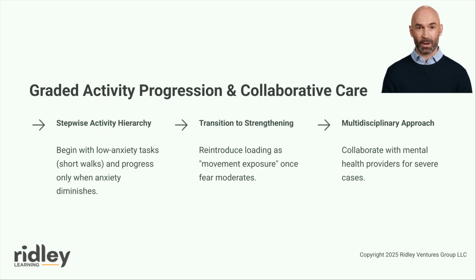Consideration of referral to psychology or psychiatry is warranted for patients with severe psychological involvement. While rehabilitation professionals can effectively deliver pain neuroscience education and graded exposure within their scope of practice, some patients benefit from more intensive psychological intervention. Collaborative care involving both rehabilitation and mental health professionals optimizes outcomes for complex chronic pain presentations. The rehabilitation professional should maintain close communication with mental health providers to ensure coordinated treatment planning.